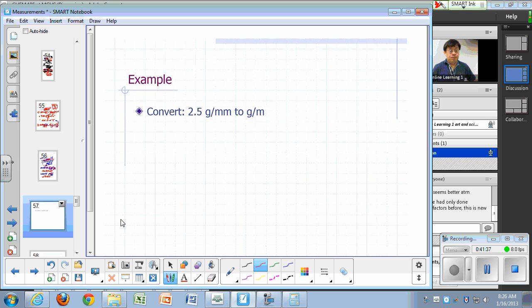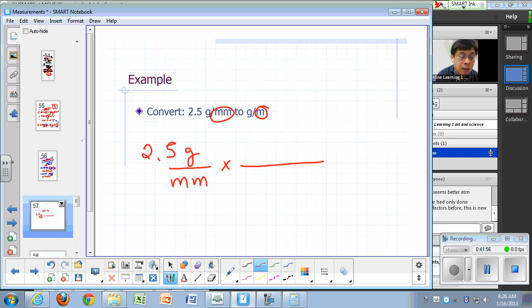How about this one? You have 2.5 grams per millimeter. I want to convert it to grams per meter. So I'm replacing millimeters by meters. Let's do the usual conversion factor method for this. I want to replace millimeters. So in my conversion factor, where does the millimeter go? Numerator or denominator? On top, right? That will allow me to cancel that. So meters goes down here. What number goes at the bottom and what number goes at the top?